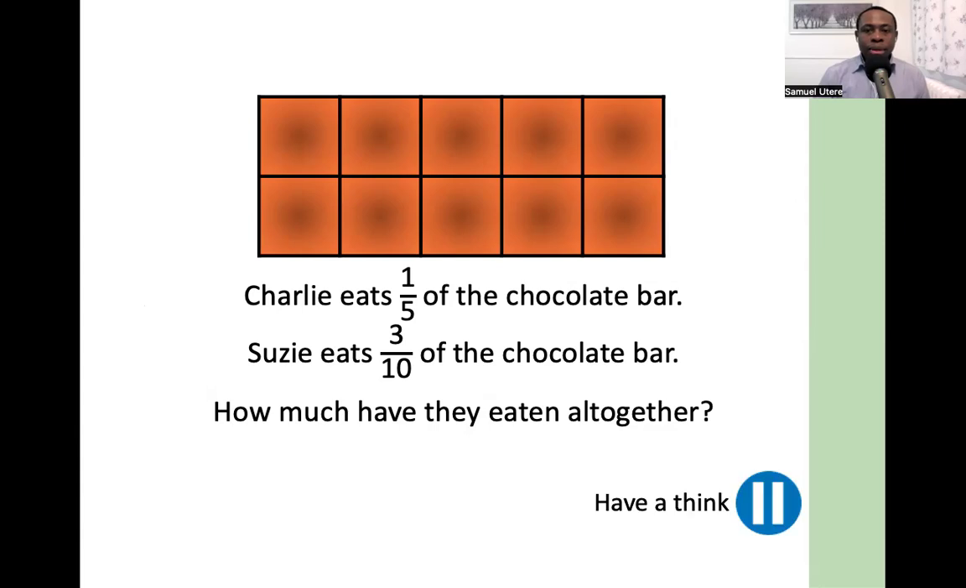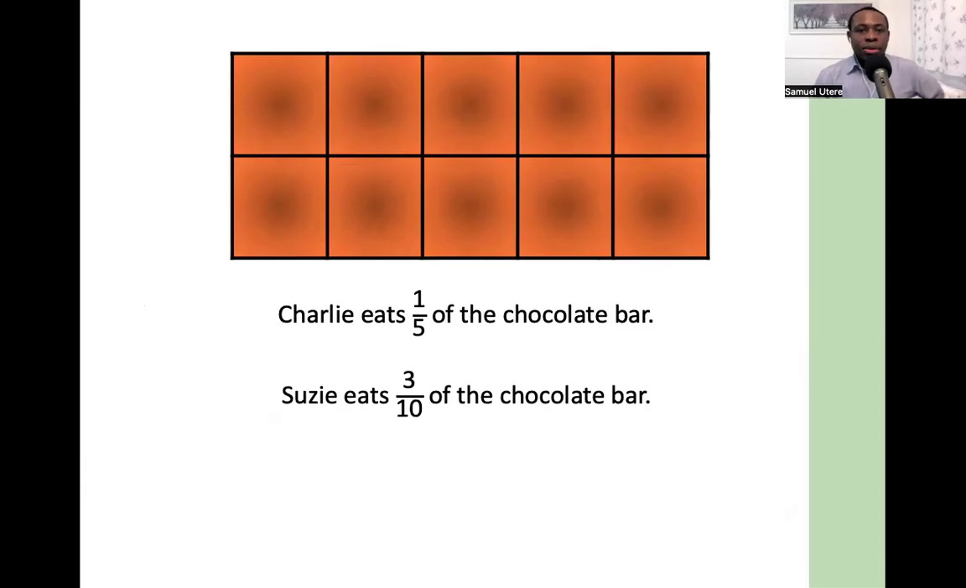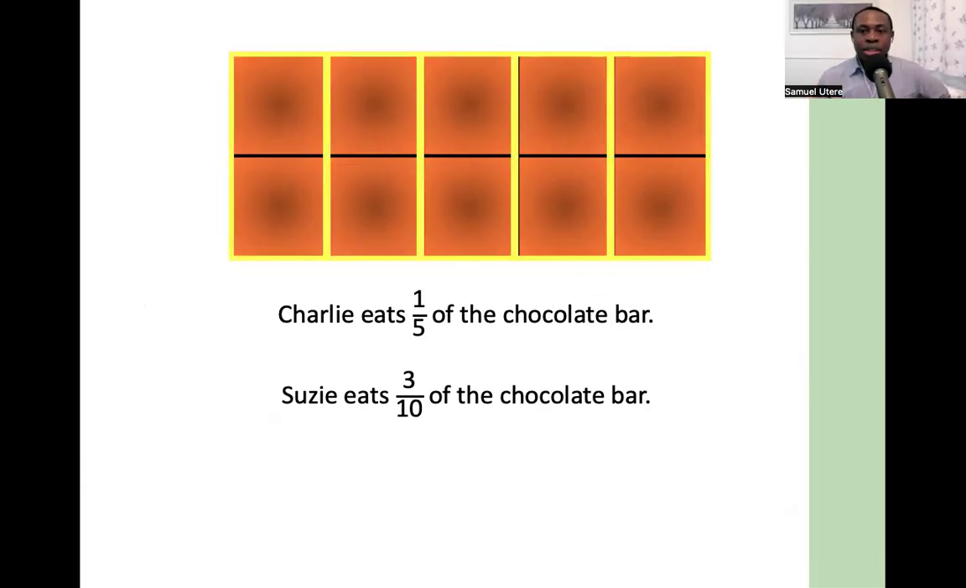Well, have a think. If you take a look, you would see that the chocolate bar has been split into 10 equal parts. Now, when we say that we want to be adding fractions when their denominators share a common multiple, you can see that what is common to the 5 and the 10 is 10. So the common multiple of 5 and 10 is 10. So having a common denominator of 10 should be useful here.